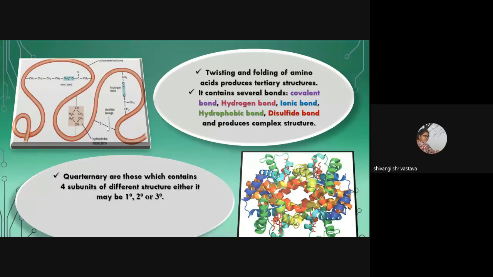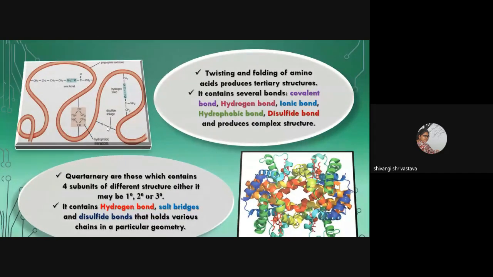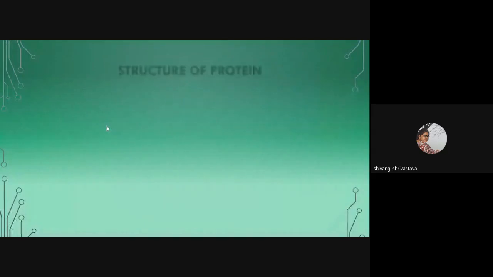Quaternary structure is one which contains four subunits of different structure. Either it may contain the secondary structure, primary structure, as well as the tertiary structure. So it contains hydrogen bonds between two amino acids, salt bridges between two subunits, and disulfide bonds that hold the various chains in a particular geometry. This is the basic about protein. Here is the brief description, though I didn't mention all the types of proteins.